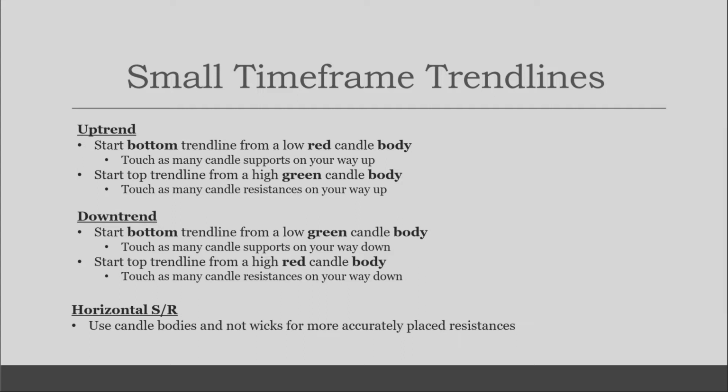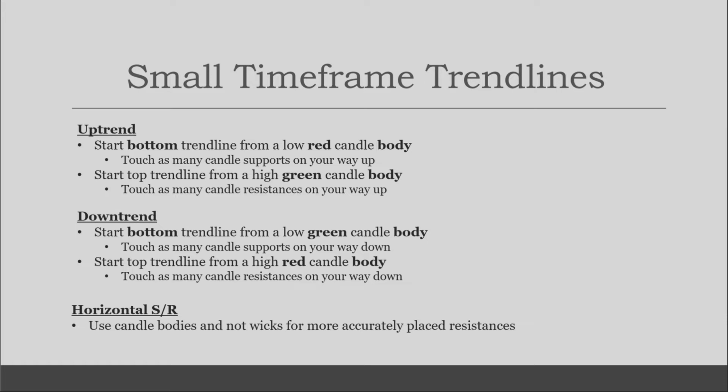Now that we have trend lines out of the way, how would we draw our horizontal support and resistance lines on a small time frame? In the case of a small time frame, I highly suggest using candle bodies and not wicks for more accurately placed resistances. But why exactly am I stating the body and not the wick?